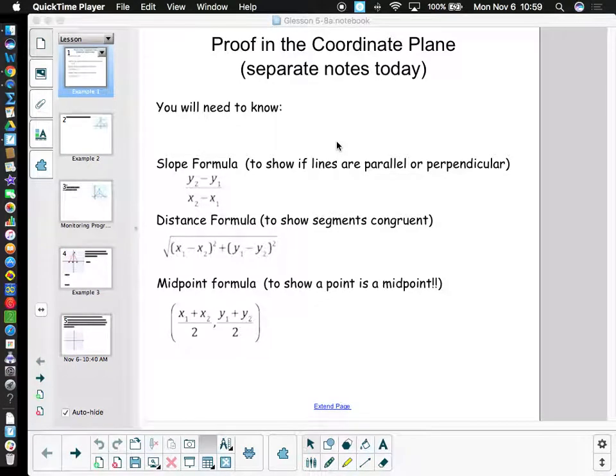So today we're going to look at proof in the coordinate plane. By the way, these notes are separate from what's in your journal, so you will need a separate sheet of paper. If you don't have some paper and a pencil, you'll probably want to get that and pause the podcast while you're doing that and come back to it. You will also need to know these formulas. If you don't have those written down, you may want to jot them down somewhere on a piece of paper, unless you have them memorized. But these are formulas we've dealt with all year. You should be pretty comfortable with them.